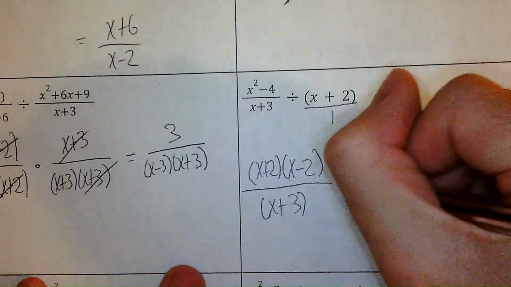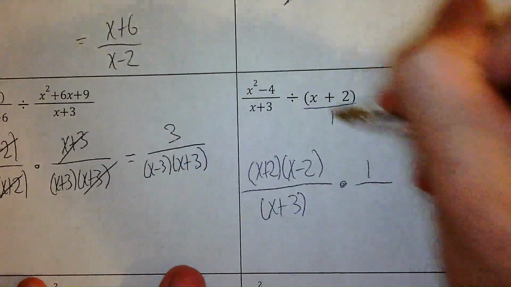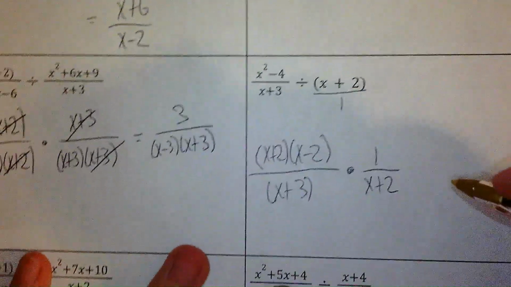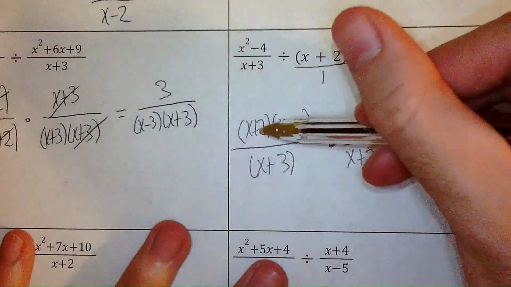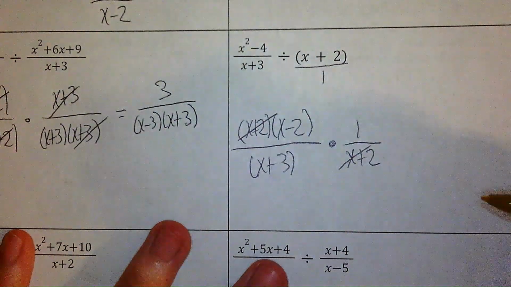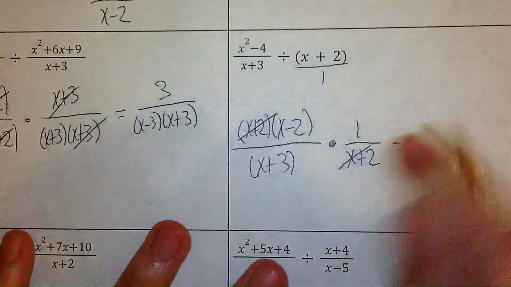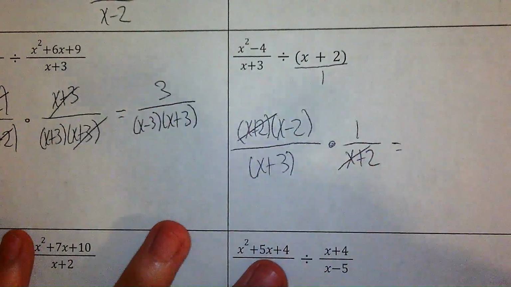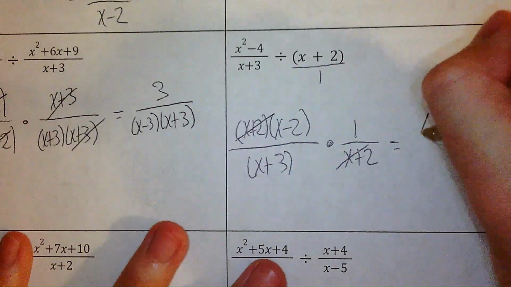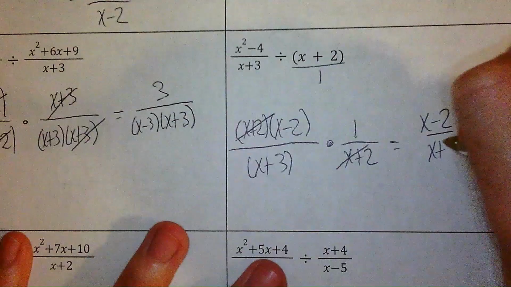The division becomes multiplication, and we flip it upside down. The bottom comes to the top. The top goes to the bottom. Cancel factors. X plus 2 is here and there. And I do not see anything else to cancel. So we have x minus 2, and we have 1. We do not need to write 1 times stuff, because multiplying by 1 just gives us the same thing. So we have x minus 2, and on the bottom we have x plus 3.